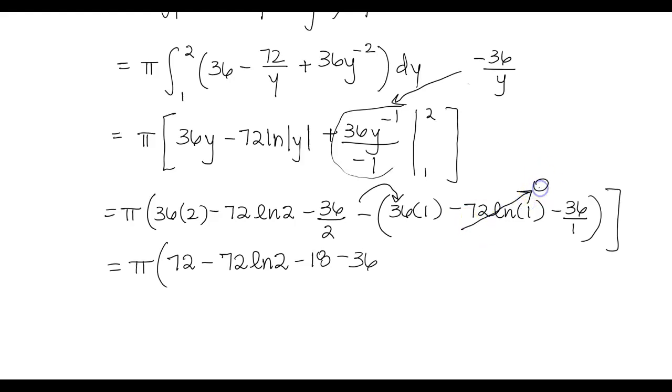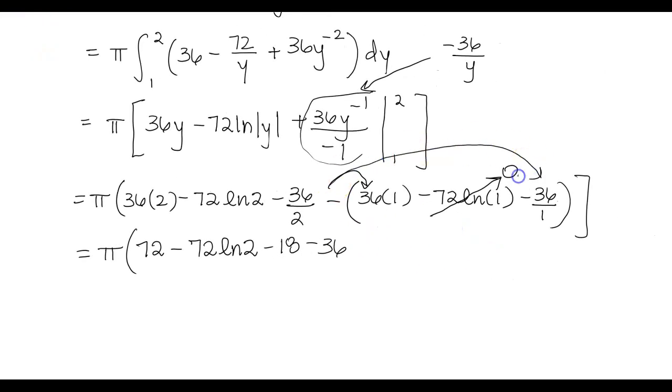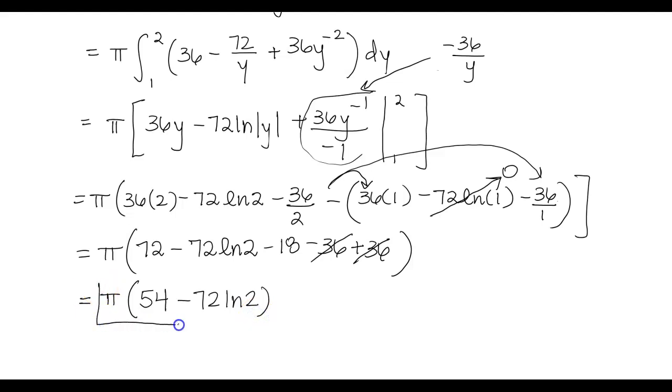Natural log of 1 is 0. This last 36 here is negative, and we're distributing this minus sign to it, so we're going to end up with a plus 36 in there. Our 36's will cancel. Inside of the parentheses, we'll combine like terms. 72 minus 18 gives us 54, and we will subtract 72 natural log of 2. And this gives us our final answer for the volume of that region.